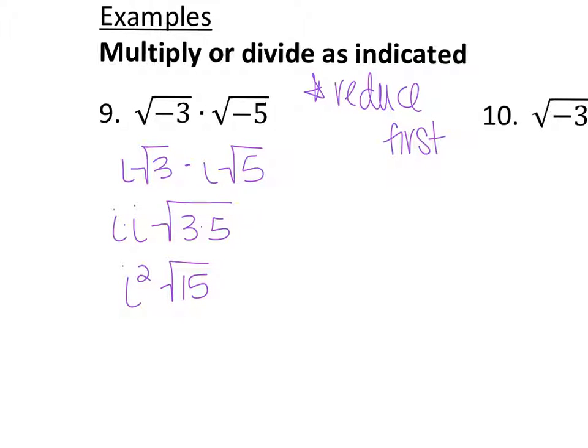Well, if I'm to simplify this more, I know that with my imaginary properties, i squared equals -1. I already proved that in lecture. Well, if i squared equals -1, I'm just going to replace this with -1. So it becomes -1 times square root 15, or fully reduced to negative square root 15. That would be my final answer.